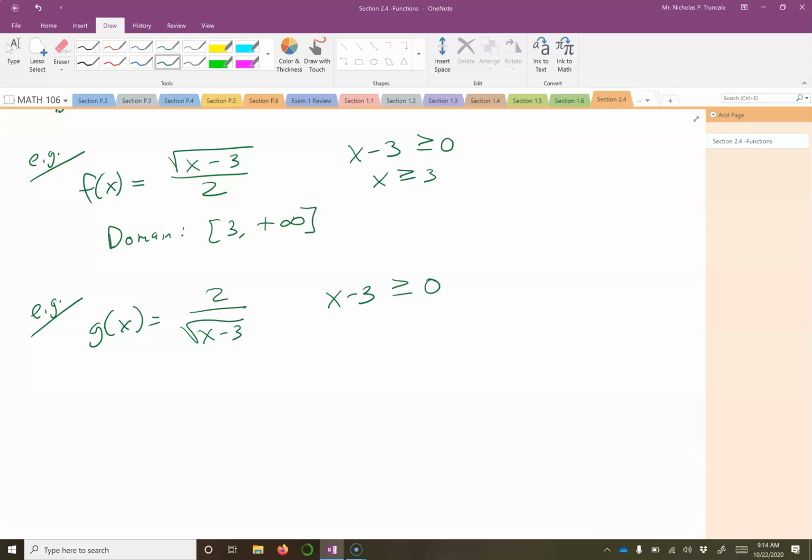So instead of greater than or equal to 0, we just say greater than 0. So we have x is greater than 3 in this case, simply because that radical is in the denominator. So now the domain is parenthesis 3, comma, positive infinity. With, I don't know why I used the square brackets there for the infinity, sorry.